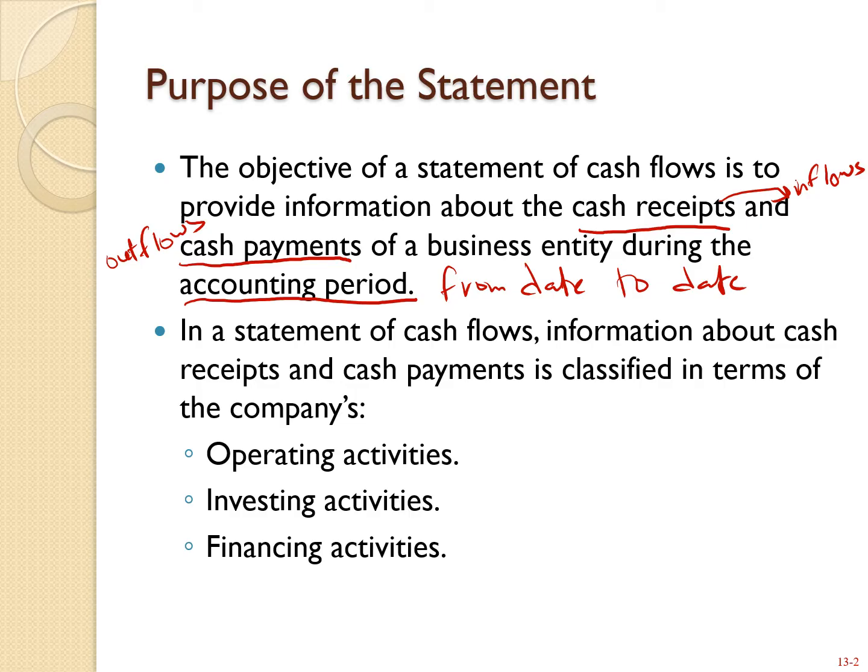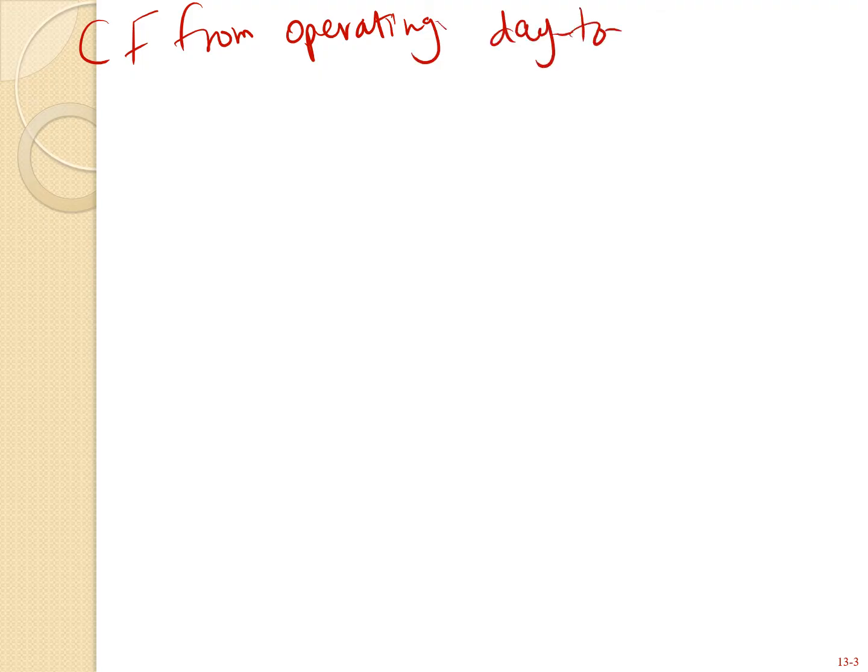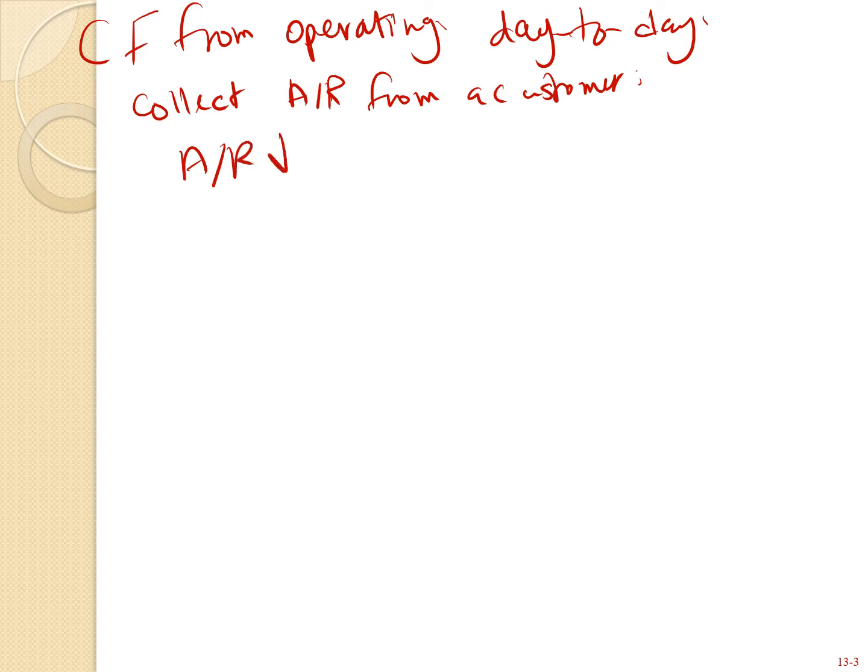Again, as we said, there are three main activities in the statement of cash flows. Let's start with the cash flow from operating activities. And here we're talking about day-to-day operations. For example, when you collect an account receivable from a customer, your accounts receivable go down and your cash goes up. So this is one example.